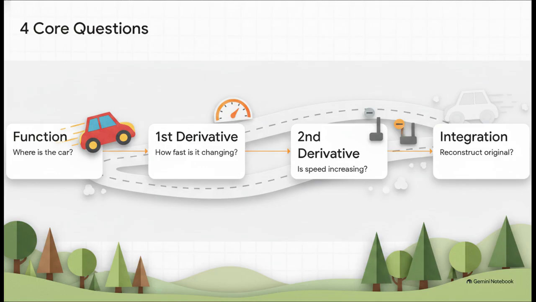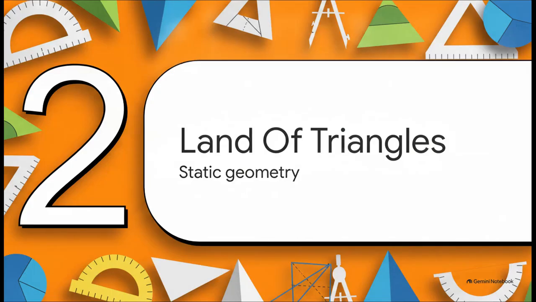And step 4, if I only know how fast the car was going, can I somehow run the movie backward to figure out where it started? That's integration. So, quick practice to lock this in. If I simply ask you, where is the car located? Which mathematical tool are we grabbing? Right, the function.